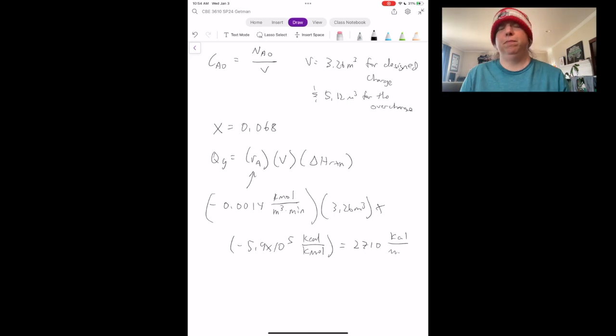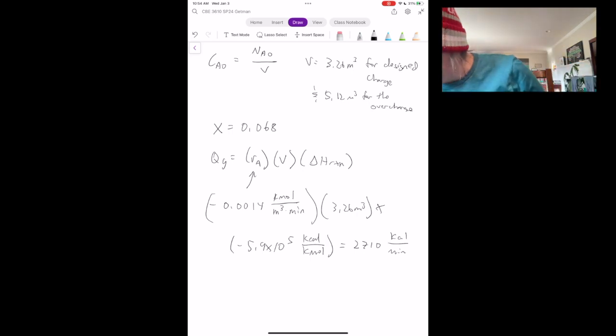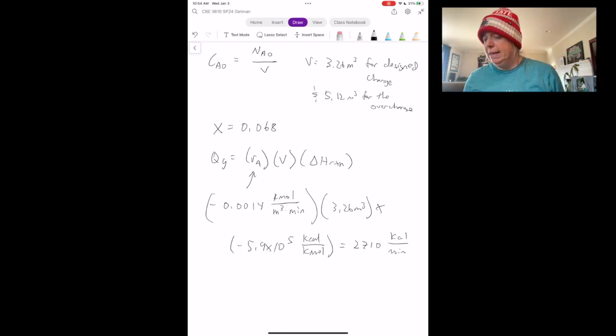So that's a lot of heat being given off right there. In part probably because the volume is large, and also the heat of reaction is large. So even though the rate is kind of slow, we're still giving off a lot of heat.